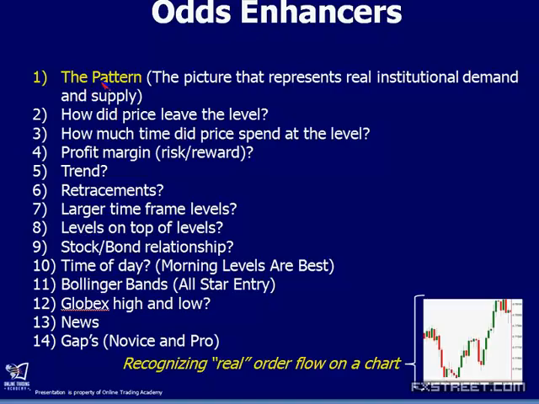First, the pattern. We'll go over that in just a minute. The picture that represents institution, supply, or demand. We'll go over that in just a few minutes. Praveen found a nice one at 742 in the Russell, the TF.